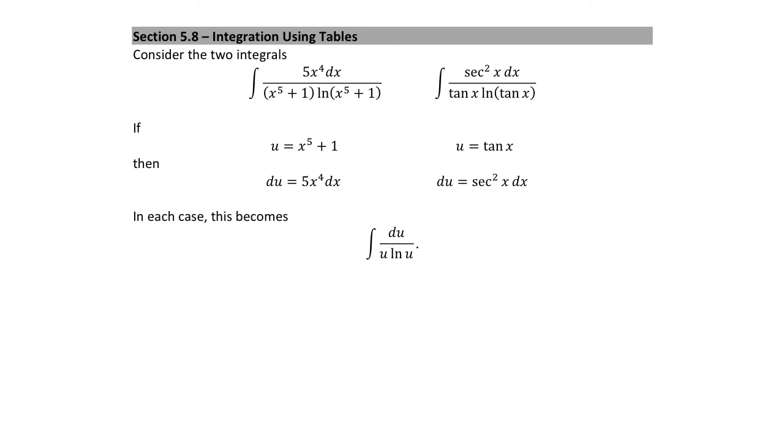Now this actually can be done with an ordinary substitution, a second substitution that is, but we could also look up the formula for this in a table of integrals, and we see from a table of integrals, which I'll describe here in a moment, that this is the formula for such an integral. And so in each case, we can go ahead and use this formula and replace the u by the u's that were given up here.